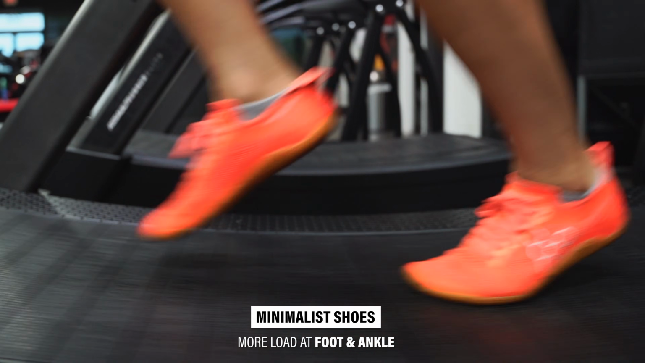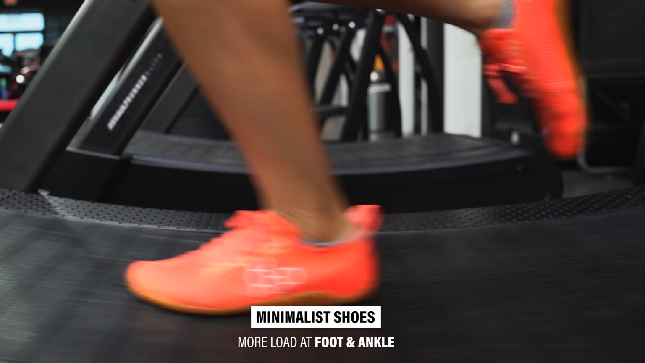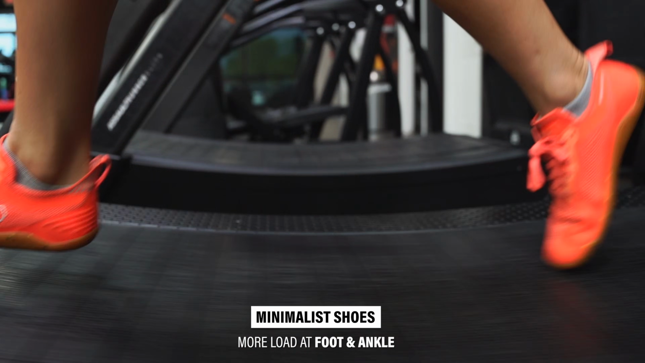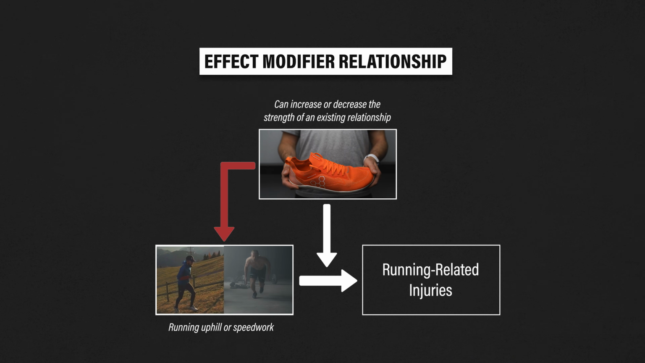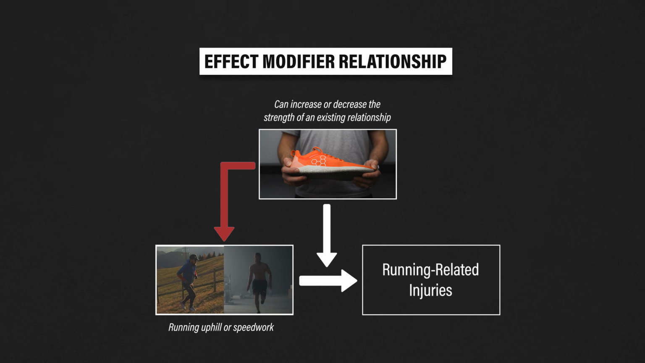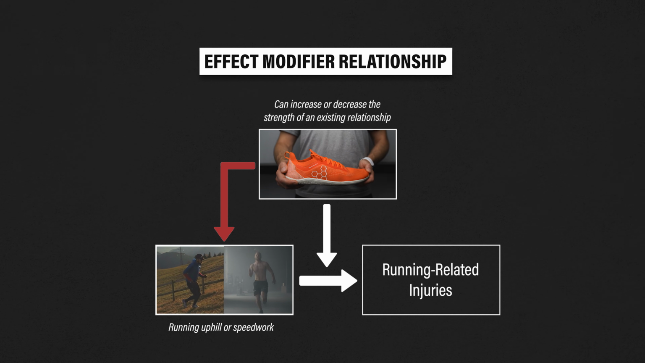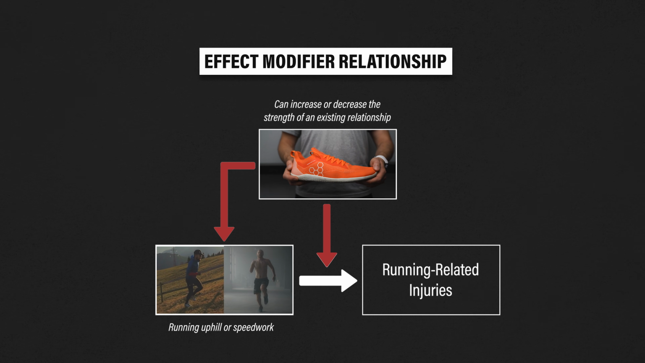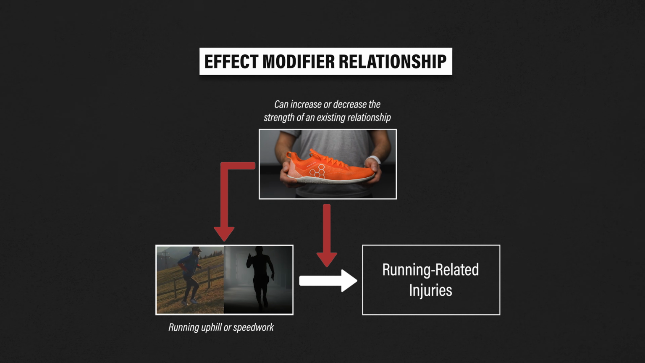For example, as mentioned earlier, minimalist shoes result in higher loads at the foot and ankle. If a runner's training includes qualities that also load the foot and ankle more, such as running uphill or performing speed work, the presence of minimalist shoes may contribute to the overload of a structure in that location.